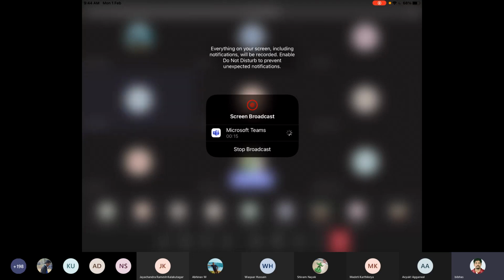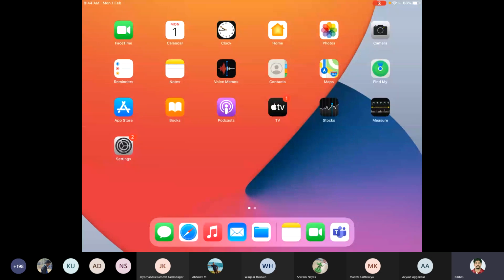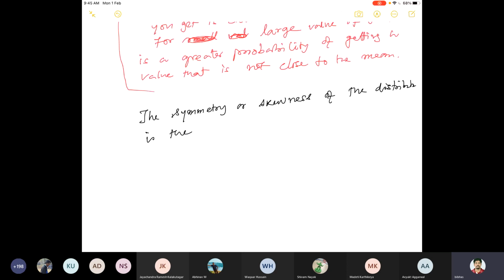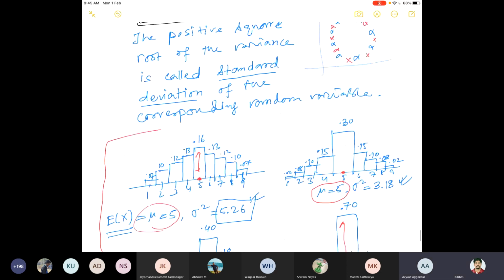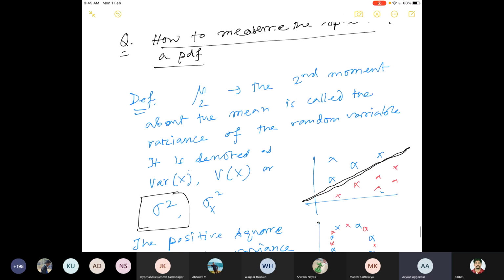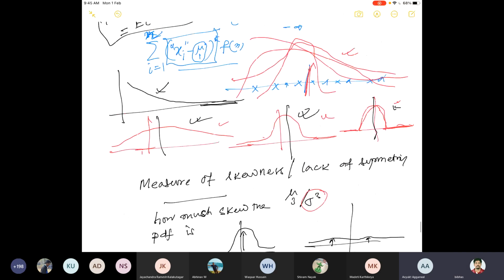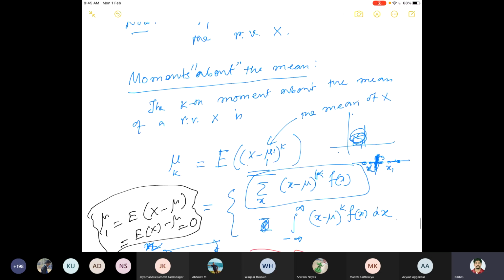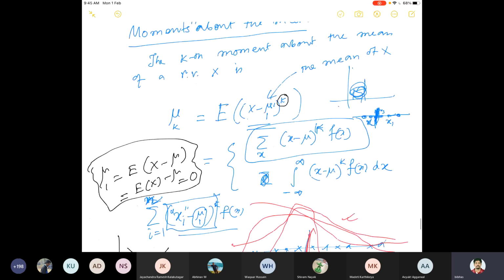I defined two concepts. One is the kth moment of the random variable. And the second one I defined is the kth moment about the mean. Which one are you talking about? Sir, I'm talking about the moment about the mean. So the first moment about the mean, then this k value is 1. So mu 1 is what? Mu 1 is expectation of X minus mu, right?